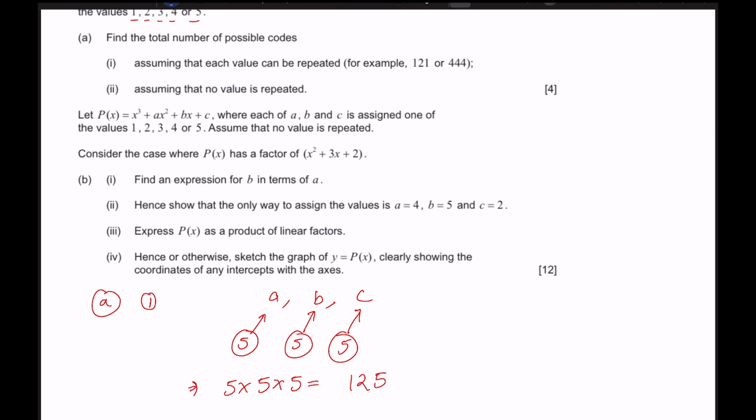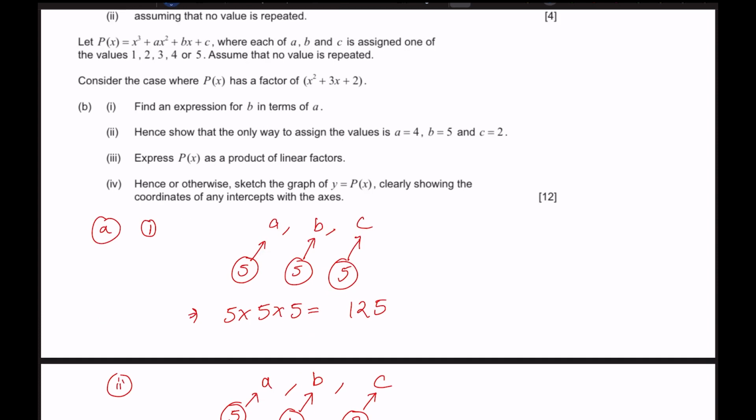For part B, we have p(x), which is x cubed plus ax squared plus bx plus c, and A, B, C are assigned one of the values 1, 2, 3, 4, 5. We have to assume that no value is repeated. We have to consider the case where p(x) has a factor of x squared plus 3x plus 2. First, we have to find an expression for b in terms of a.